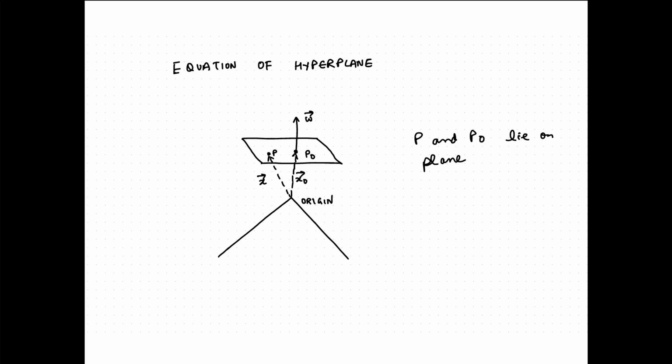Before that, since we've already mentioned that P is any point on the plane and P naught lies on the plane, in essence, we're writing that both P and P naught are going to be lying on the plane, right? And now we've defined the vectors x and x naught to be the vectors to P and P naught. Sorry, I think I forgot one particular slide.